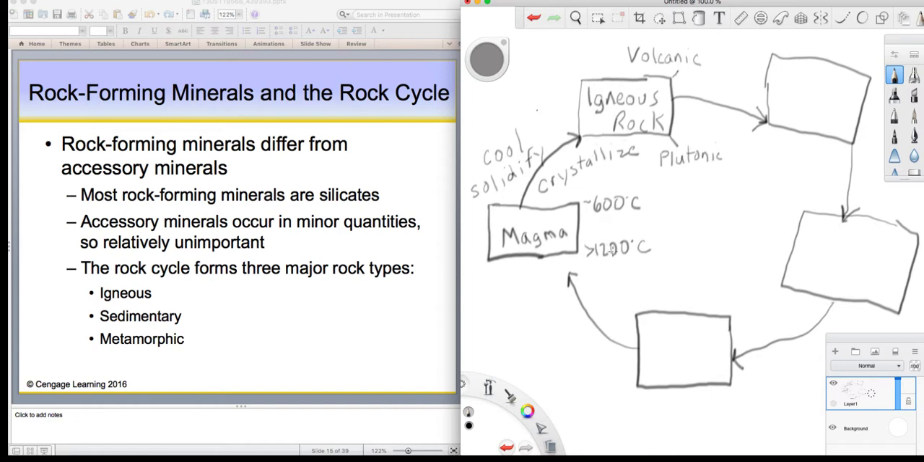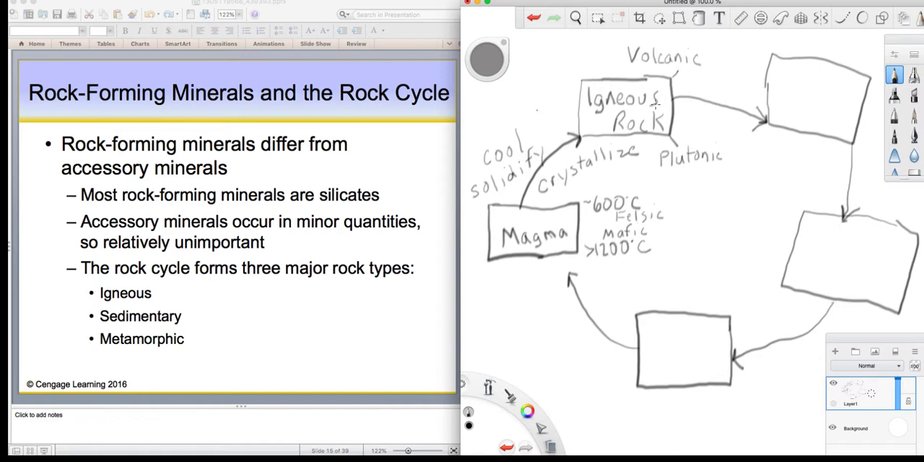You can see that magmas range from around 1200 degrees centigrade to about 600. Remember, the mafic magmas are the hotter magmas, and up here the felsic ones are the cooler ones, the ones with quartz and potassium feldspar, the orthoclase.